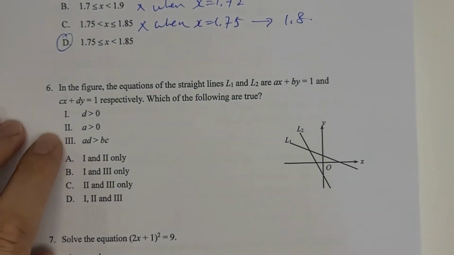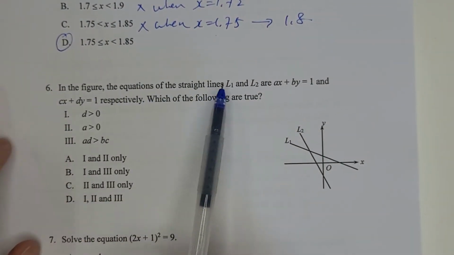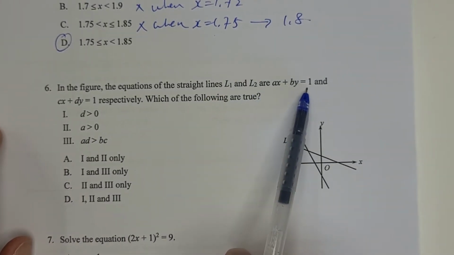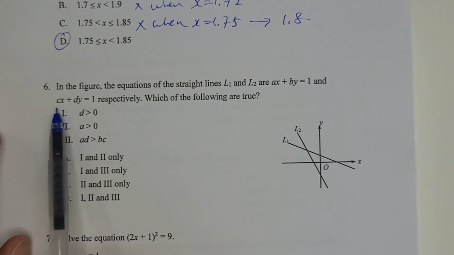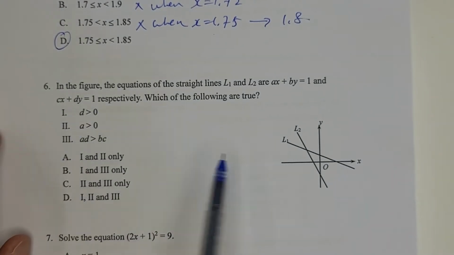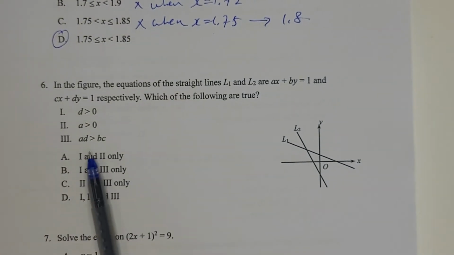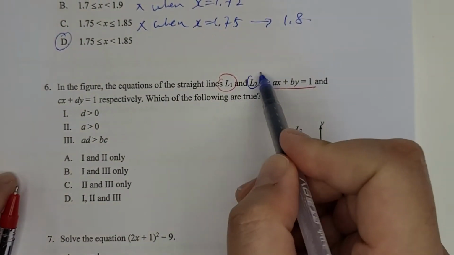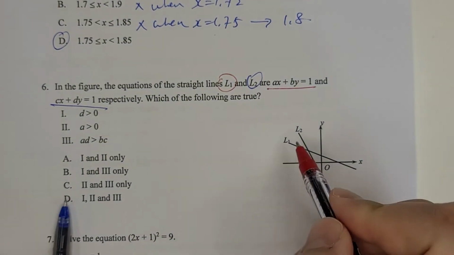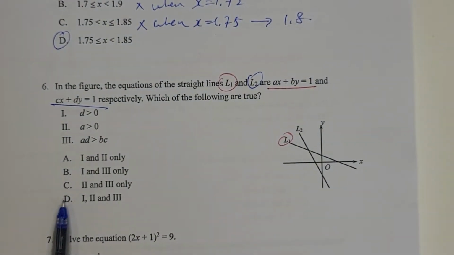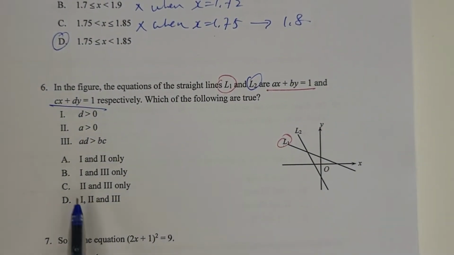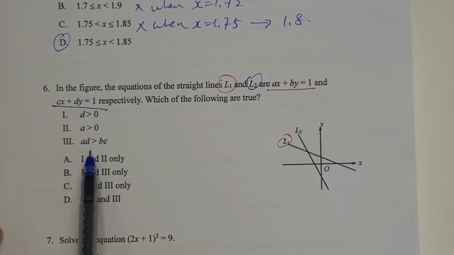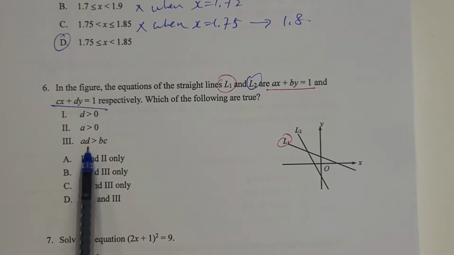So for question number 6, in the figure, the equations of straight lines L1, L2 are ax plus by equals 1 and cx plus dy equals 1 respectively. Also pay attention here, L1 is this one. L2 is this one. Alright, so let's check: D greater than 0, A greater than 0, and AD greater than BC.